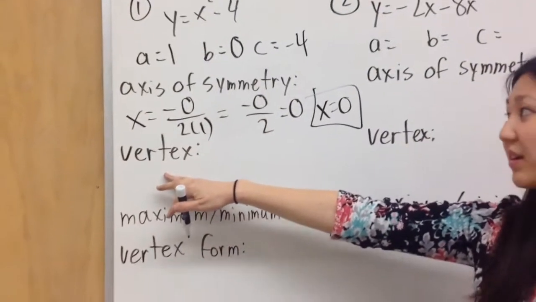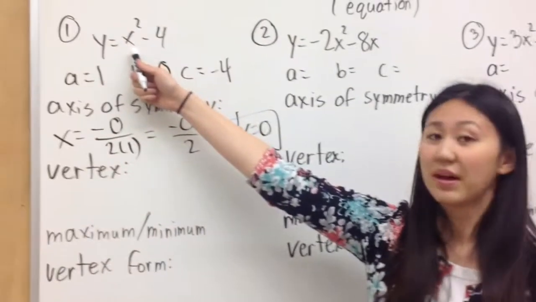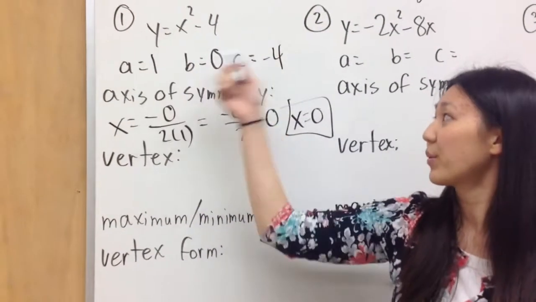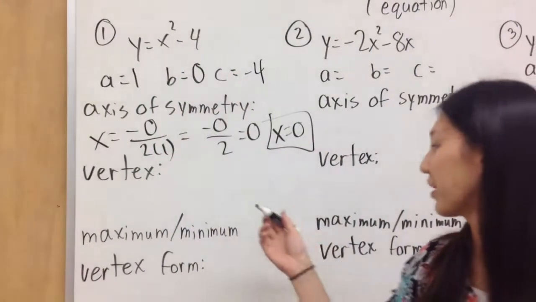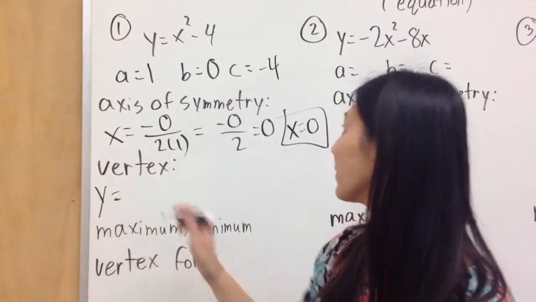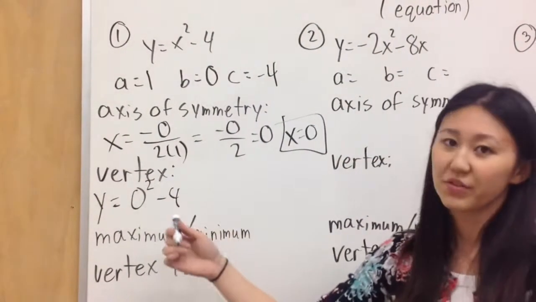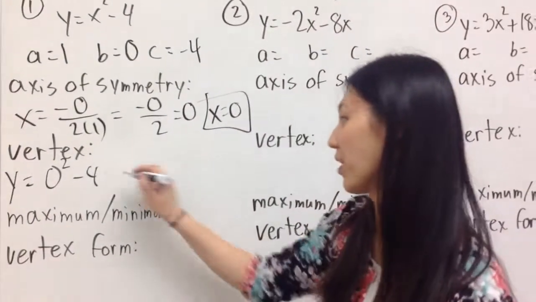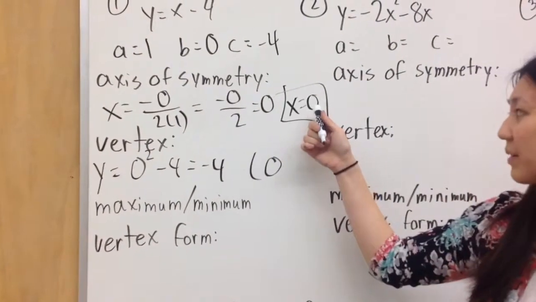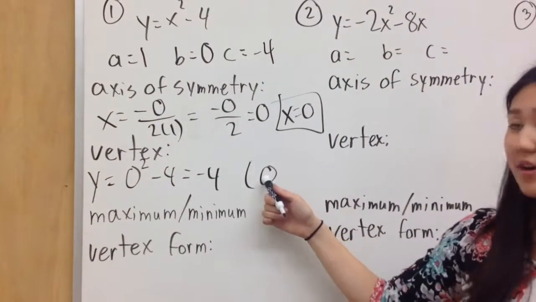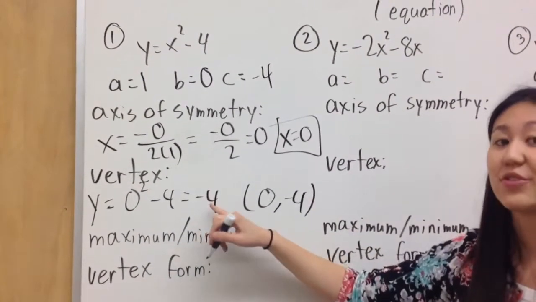Next is my vertex. Remember, I plug in my axis of symmetry, so I'm plugging in 0 for x here. So I'm looking at my equation of the parabola, I'm plugging this in for x, and that's my y-coordinate of the vertex. So y equals 0 squared minus 4. Well, 0 squared is just 0, minus 4 is negative 4. So in total I have 0, because I'm taking my axis of symmetry for my x-coordinate, comma, negative 4 is my y-coordinate, what I just got here.